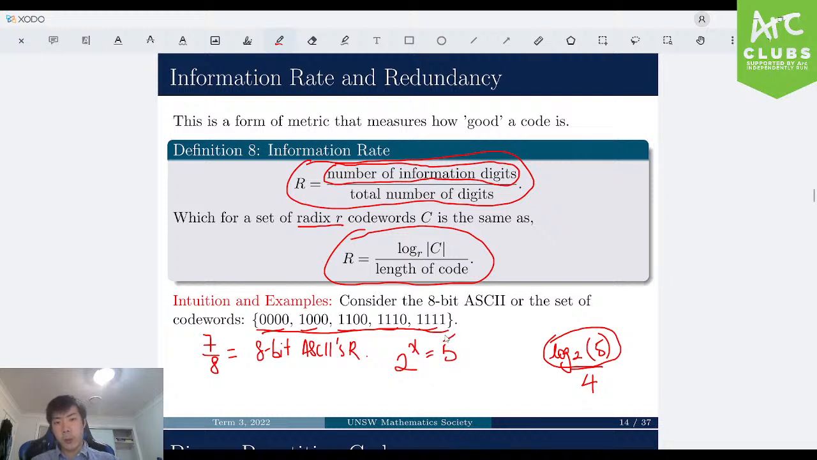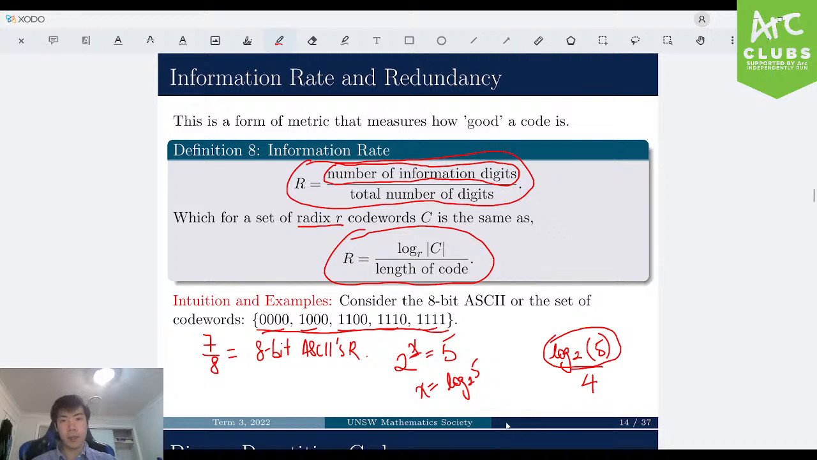You want to ultimately have enough digits in your code word to convey enough information to distinguish between 5 different symbols. Each single digit can choose between 0 and 1, so it's 2 to the power of the number of bits you need equals 5. And so on average, the number of bits you need to distinguish between 5 code words is going to be log base 2 of 5.